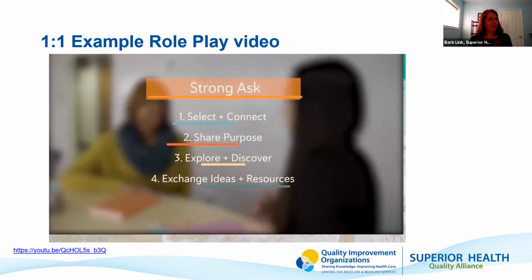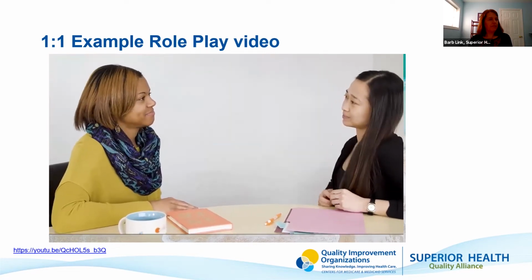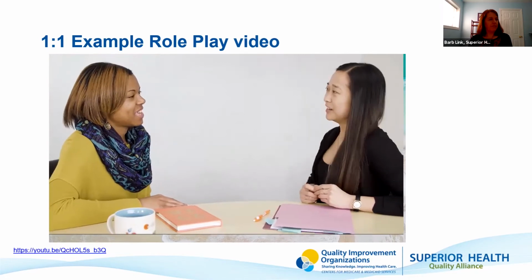The next phase involves the exchange of ideas and resources. This is where you ensure the exchange is mutually beneficial. Identify skill sets and resources that will help achieve the common goal.